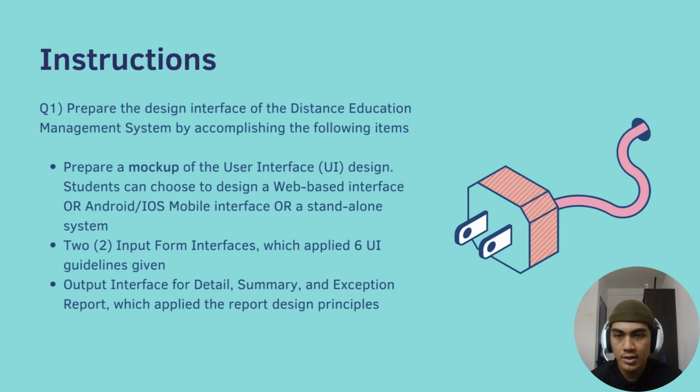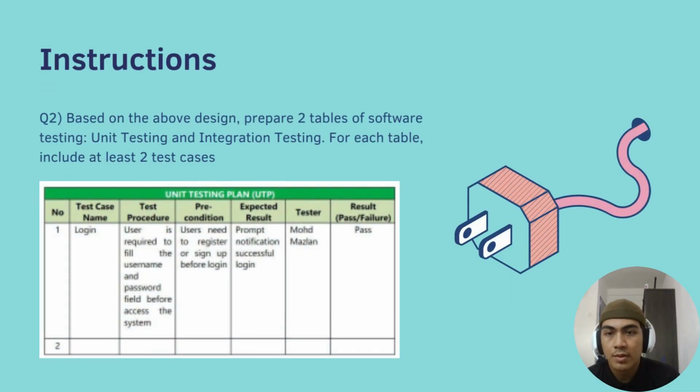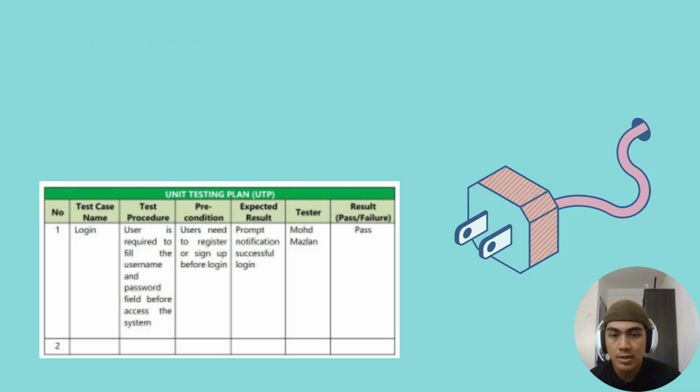Okay, the instruction is, first, prepare the design interface of the distant education management system by accomplishing the following item. Second, based on the above design, prepare two tables of software testing. First one is unit testing and second one is integration testing.